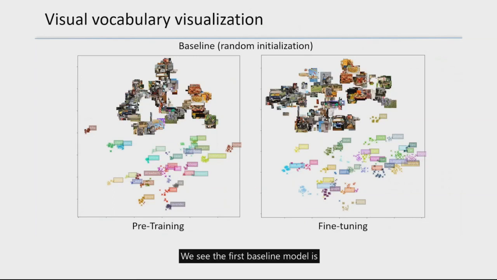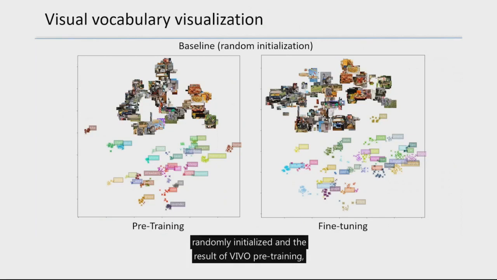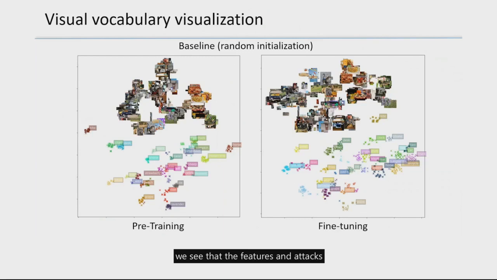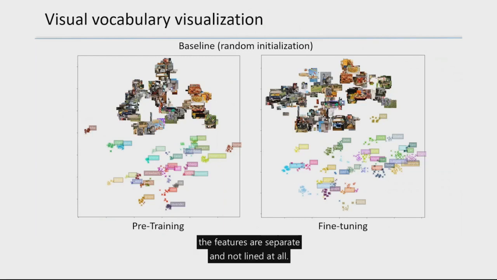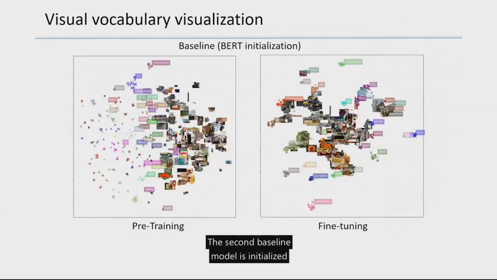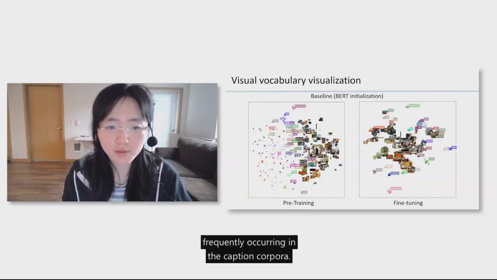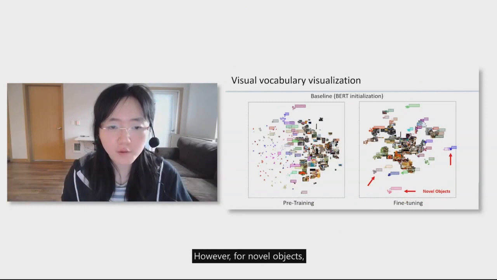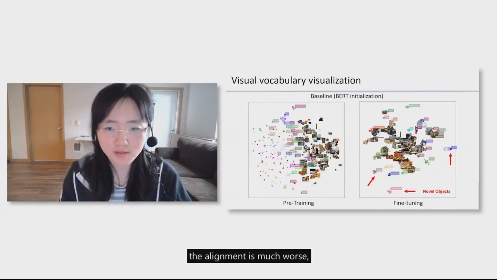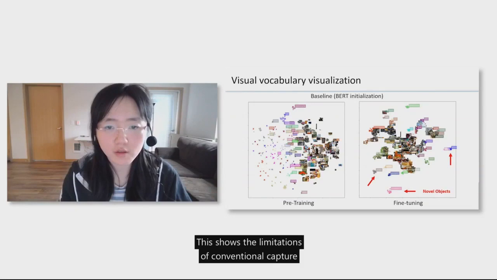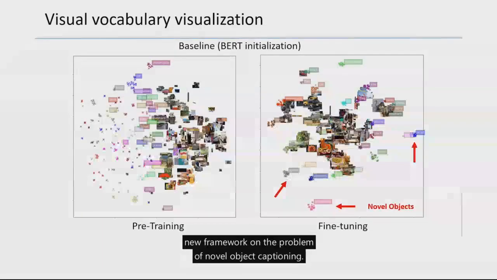We see the first baseline model is randomly initialized and without VIVO pre-training. We see that the visual and text features are separate and not aligned at all. The second baseline model is initialized with BERT, but without VIVO pre-training. The two modalities are not aligned at first, but the alignment is improved after fine-tuning, and especially for the objects that frequently occur in the caption corpora. However, for novel objects, the alignment is much worse, such as grape, strawberry, and drum. And this shows the limitation of the conventional captioning framework on the problem of novel object captioning.